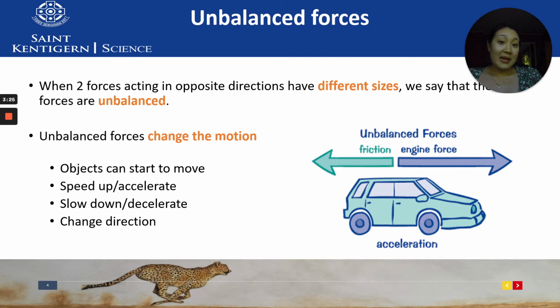Forces can be unbalanced if the two opposite forces have different sizes. Unbalanced forces can change the motion. For example, an object that was stationary can start to move. An object could speed up or accelerate, or decelerate, and the object could also change direction. In this example, we have a greater thrust force than friction, so the car will be traveling forwards and it'll be accelerating.